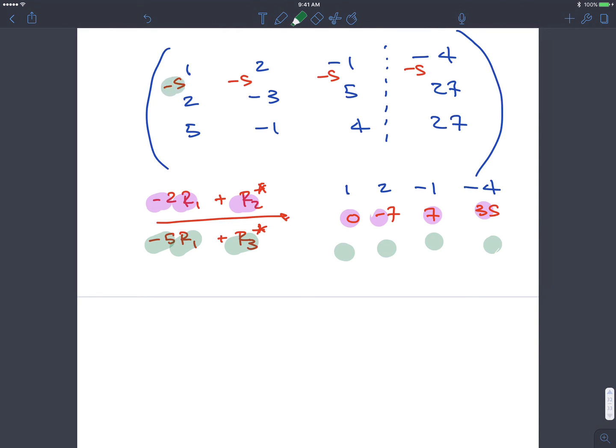So, negative 5 times positive 1 is negative 5, plus 5 gives us a 0. Negative 5 times 2 is negative 10, plus a negative 1, we get negative 11. Negative 5 times negative 1 is positive 5, plus 5 gives us a 10. Negative 5 times negative 4 is positive 20, plus 27 gives us a 47.